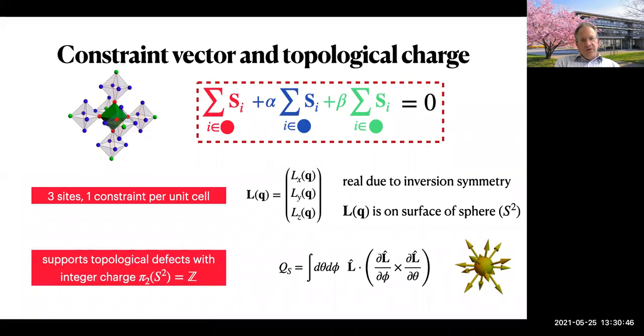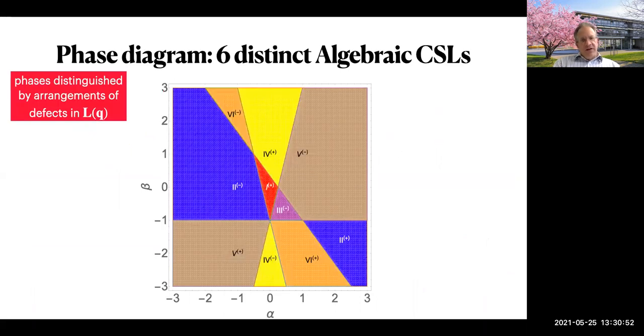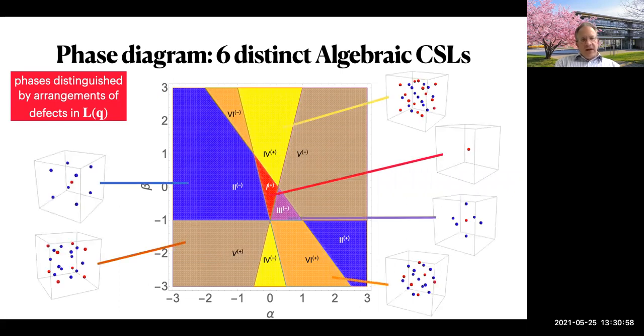You now have 3 components. You can look at how many constraints there are. You can define a skyrmion number, and then in the space of alpha and beta coefficients, which I showed you earlier, you can then get different skyrmion distributions throughout the Brillouin zone.